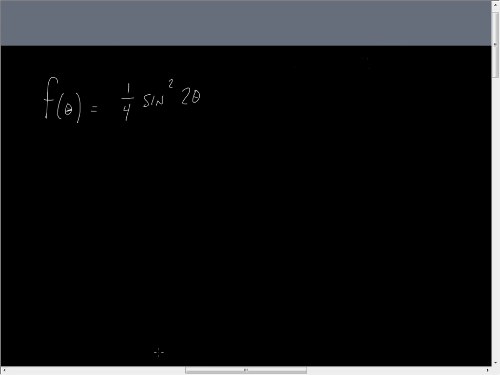Here's a couple of additional examples in the chain rule. The first function here, f of theta is equal to 1/4 sine squared of 2 theta. Be very cautious here. Sine is the thing being squared, so it's really sine 2 theta times sine 2 theta. Then the next one we'll see, we're squaring 2 theta.